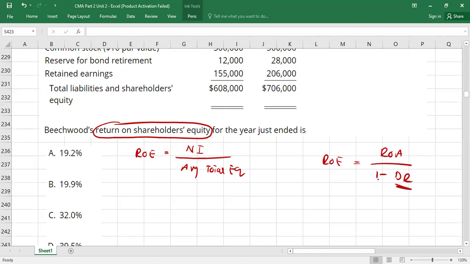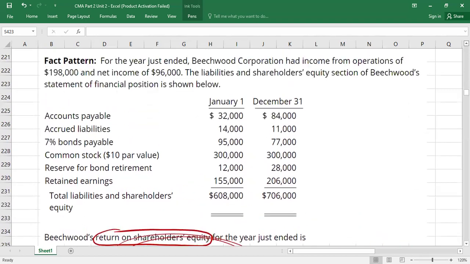Now I have to read the question. Either the debt ratio is given or this data is given. So whichever formula's data is given, according to that we will apply. By the way, this data is given in the question. Okay, so here we go. Let's read the question now.